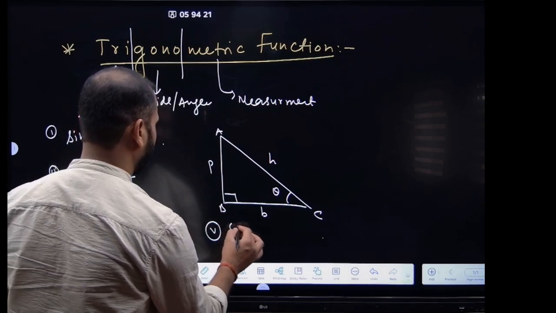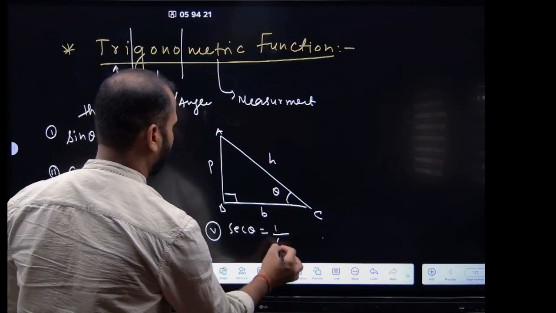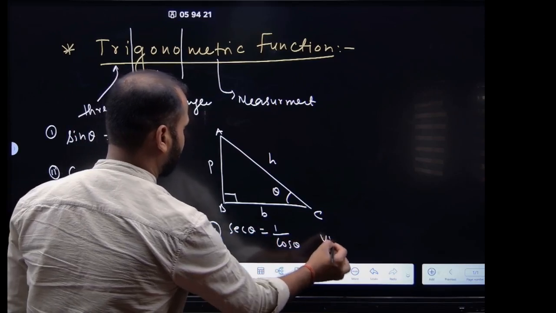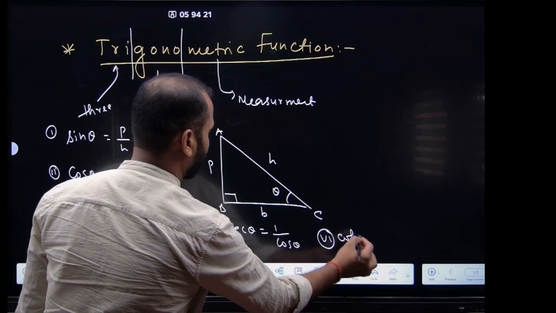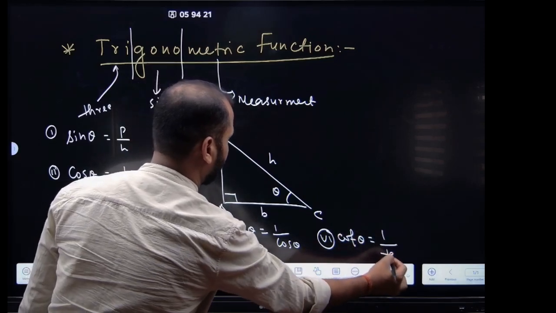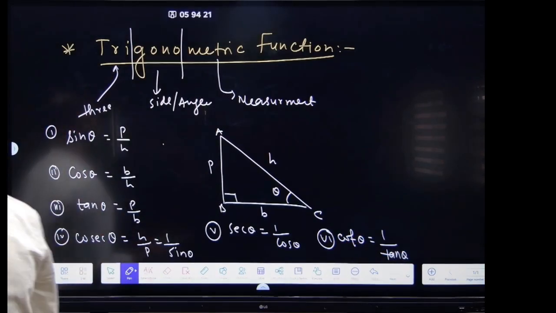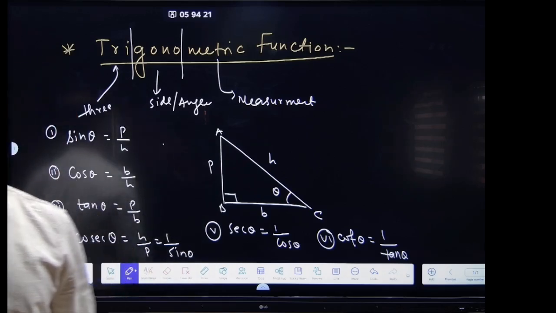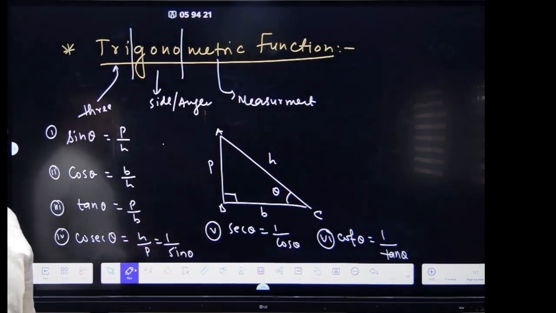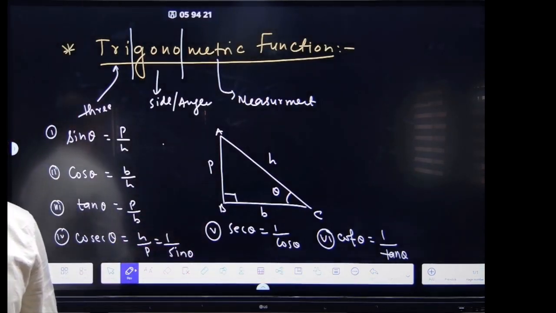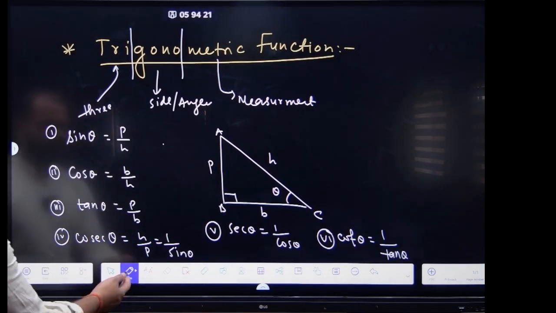So next is secant theta. It is 1 by cos theta. And then the last one is cot theta. What is cot theta? 1 by tan theta. Correct? Sine, cos, tan, cosecant, secant, cot. Right? So all these are nothing but what we call direction ratios. So first this you should know.